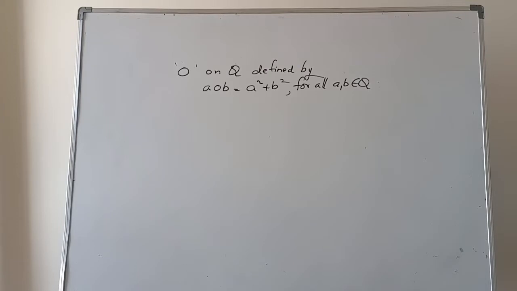This is our next binary operation, which is star defined on Q, defined by A star B is equal to A square plus B square for all A, B belonging to Q.